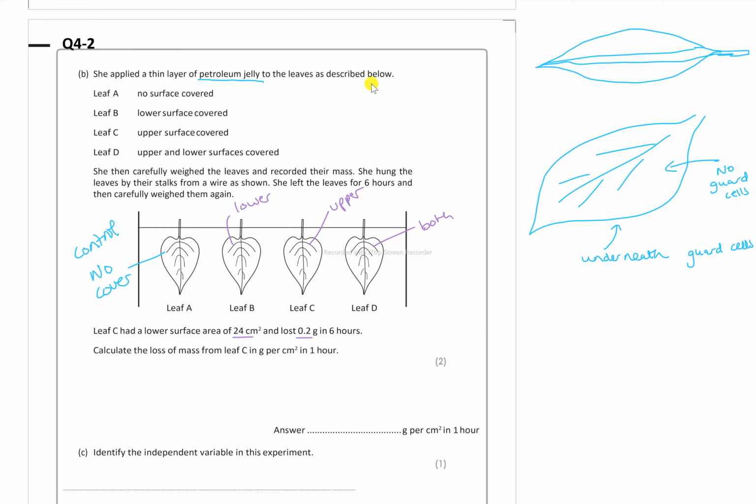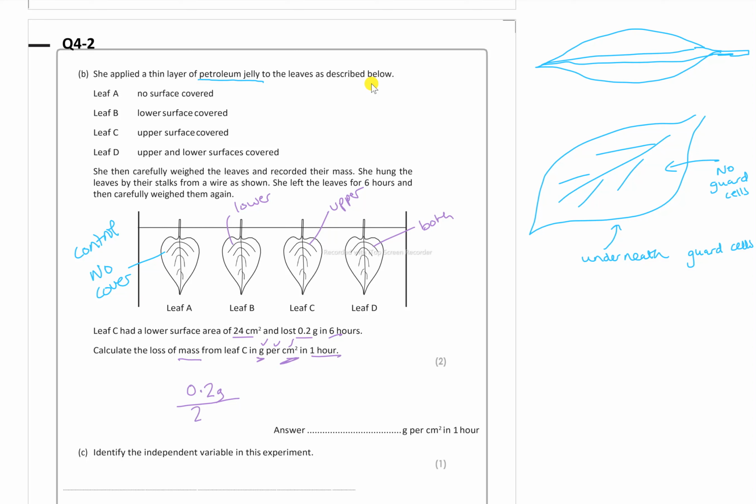Right, so we now need to calculate the amount of loss of mass of leaf C in grams per centimeter cubed in 1 hour. So that was in 6 hours. So you've got to be careful with this, yeah? So what we're going to do is, what are we going to do? Per centimeter cubed per hour. So you've lost 0.2 grams from, so look, that's grams. Per means divided by in centimeter cubed.